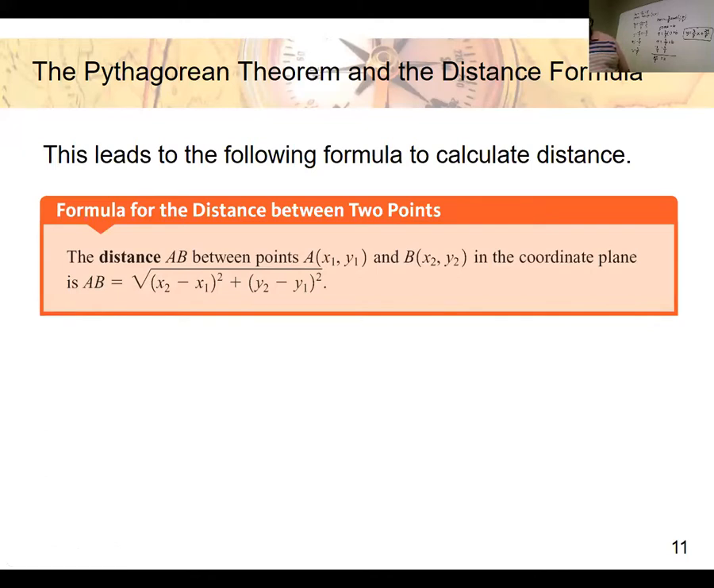So the distance AB between points A, (x1, y1), and B, which is (x2, y2), in the coordinate plane would be AB is equal to the square root of the quantity (x2 minus x1) squared plus the quantity (y2 minus y1) squared.